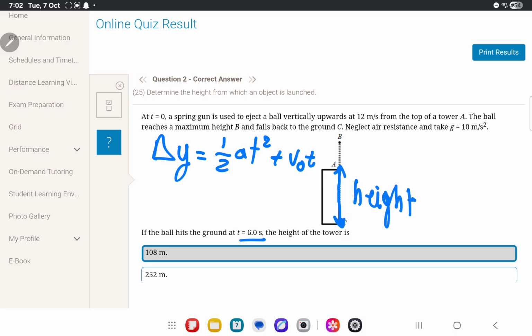This is the height of my tower, right? So delta y is going to equal, now instead of a, what are we going to use a as? We're going to use a as g, negative g. Why not g? Just negative g. Because in free fall, you have this rule.